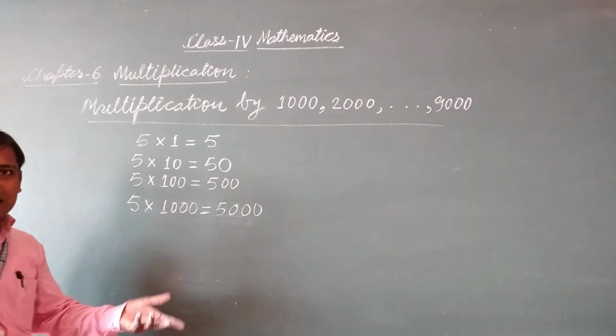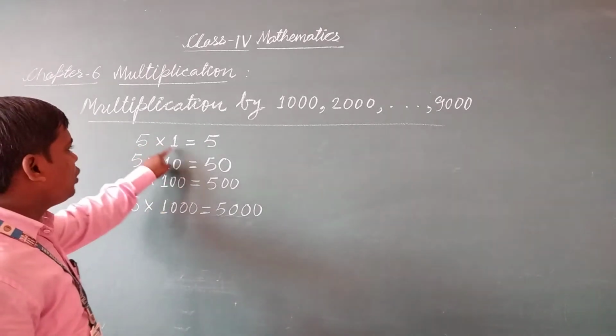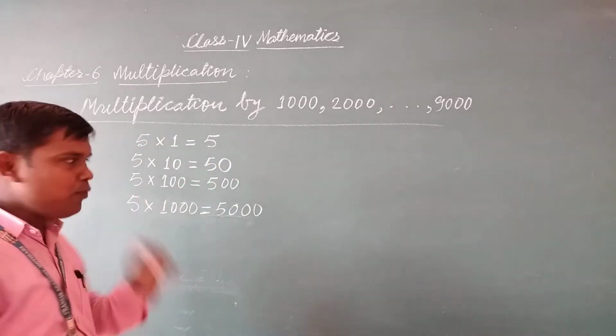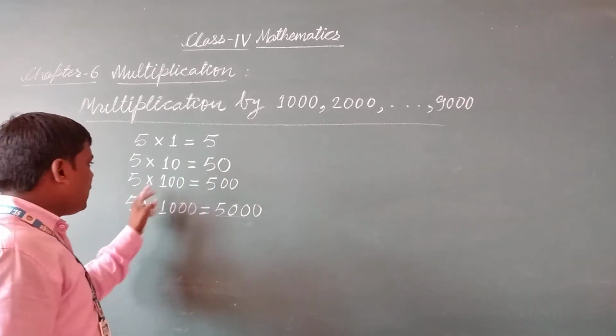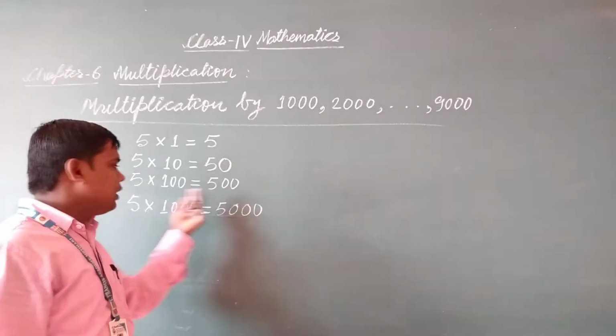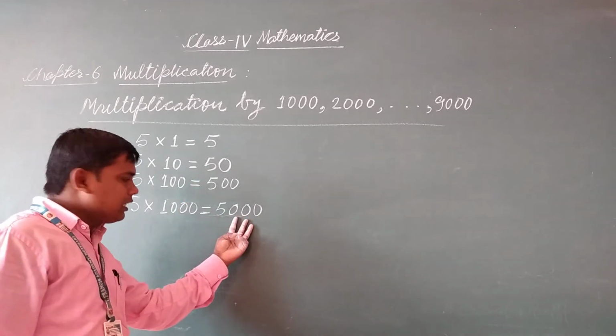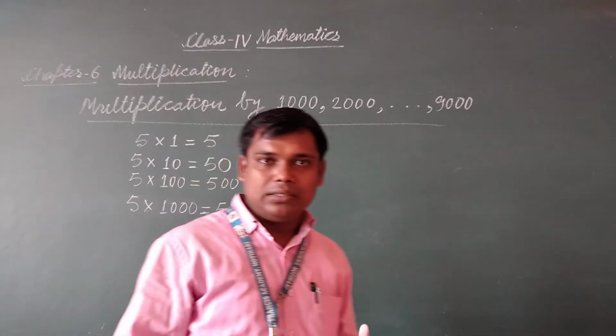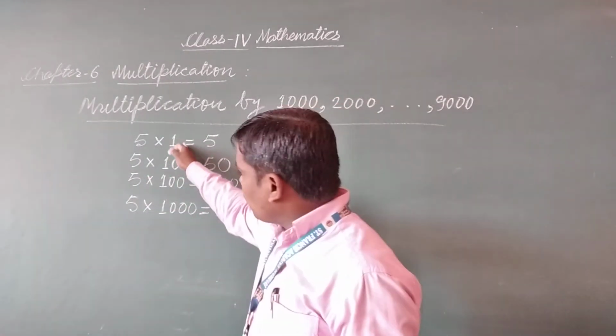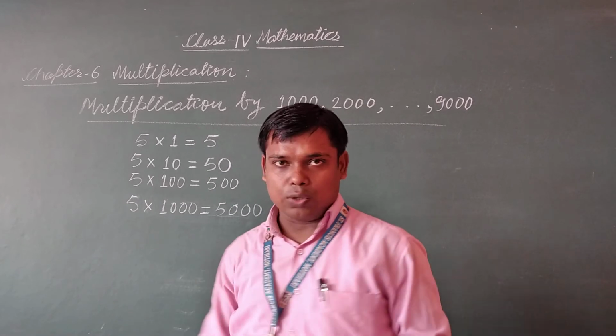We can say, in other words, if we are going to multiply by 1, we get the number itself. If 10, then 1 zero is put. If 100, in 100 there are 2 zeros, so we put 2 zeros. In 1000 there are 3 zeros, so we put 3 zeros. In this way, you can multiply any number by ones, tens, hundreds and thousands.